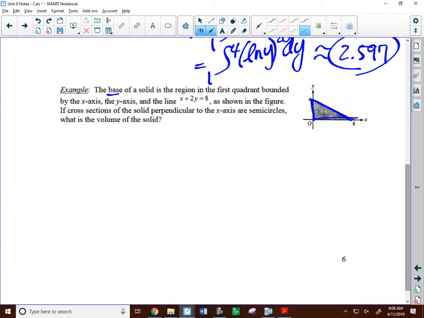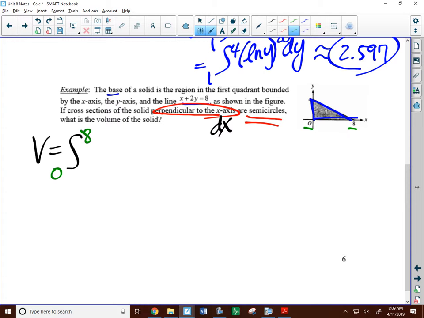What's nice about this one, they give it to you, and if you wanted a dy question, you'd solve it for x. If you want a dx question, you'd solve it for y. So you've got to do some sort of real solve. Okay, if cross sections of the solid perpendicular to the x-axis are semicircles, what is the volume? I already have a picture. Let's go get our interval. So perpendicular to the x-axis is a dx question. And so we need the x interval, which is already kind of given for us, 0 to 8.